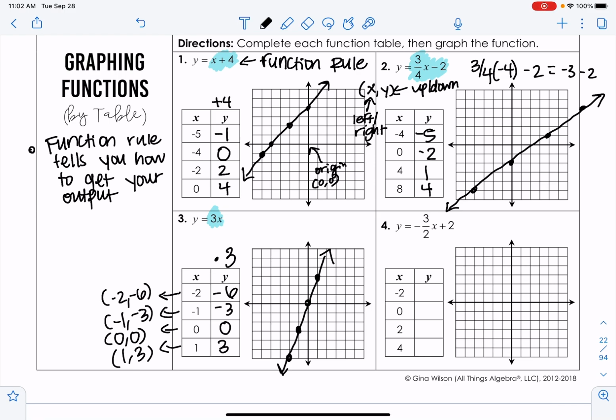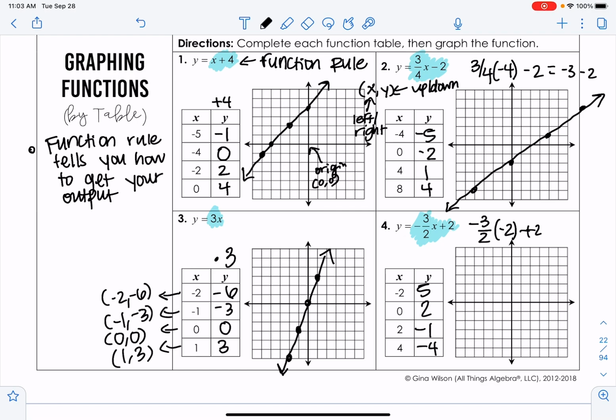All right, and last but not least, number 4, our function rule is -3/2 x plus 2. I'll show you how to plug in the first one. We'll have -3/2 times x, our first x is -2, plus 2. So -3/2 times -2 is +3, plus 2 equals 5. Next I'll have -3/2 times 0 plus 2, and that gives me 2. Next -3/2 times 2 plus 2, and that gives me -1. And finally -3/2 times 4 plus 2, and that gives me -4.